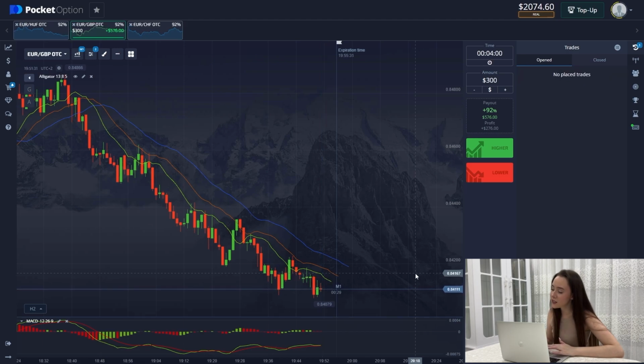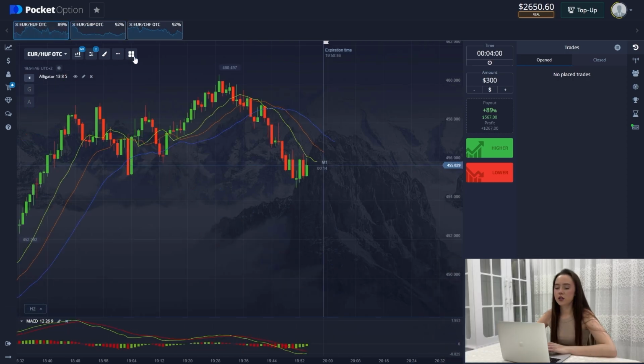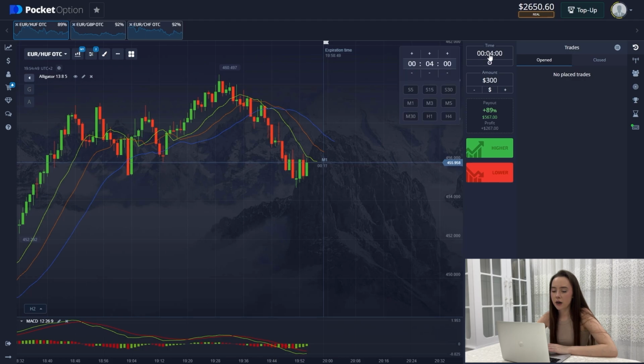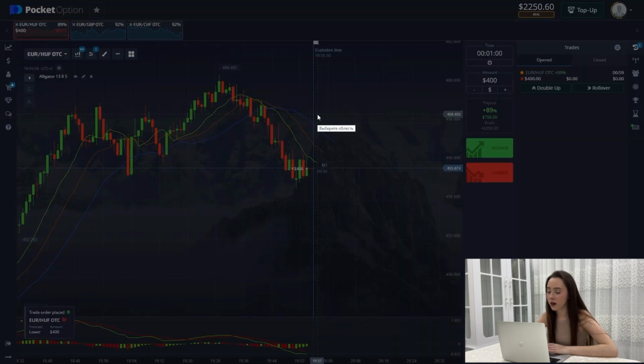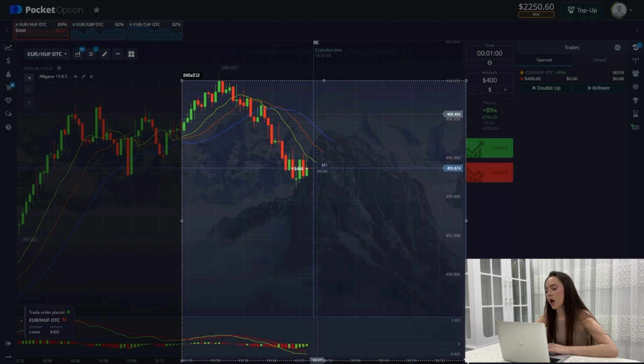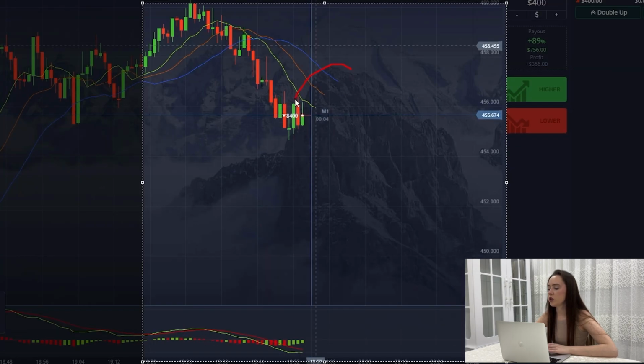And the second deal is closed in plus, and we move on to our last currency pair. Oh, this is just a wonderful currency pair, and now I want to put a time frame of just 1 minute, and I'll open a $400 trade. And of course, we're going to open it to the downside.